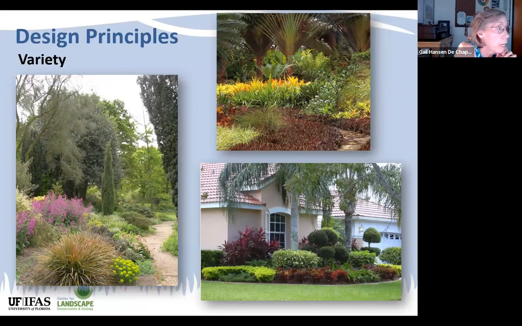You also want to have variety. So again, we go back to variety in your forms, like the picture on the left. You see a lot of different forms in that particular garden. Variety in your color and form in that very tropical garden on the top. And then in a more typical urban landscape garden there, you see a lot of variety in the form of the plant material there. You have variety in the colors and also in the textures. So variety makes your landscape interesting.